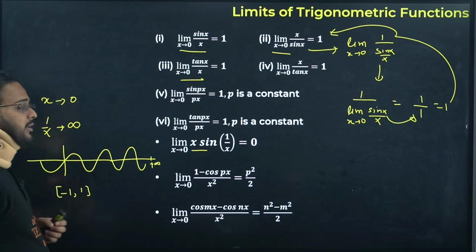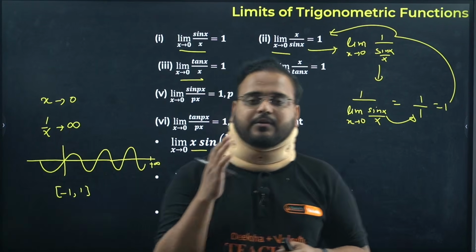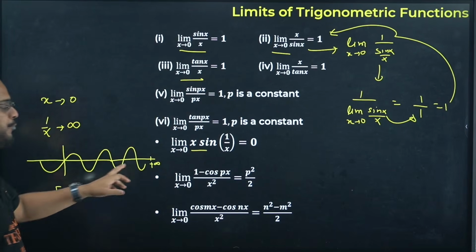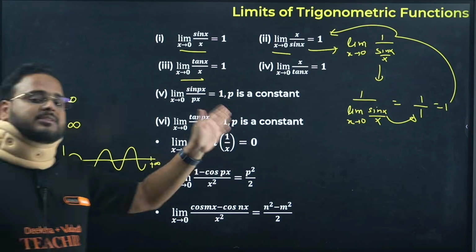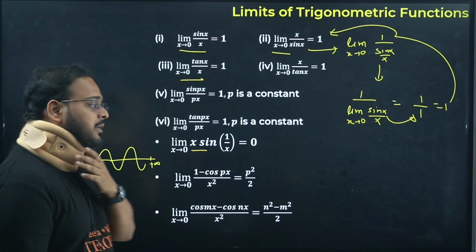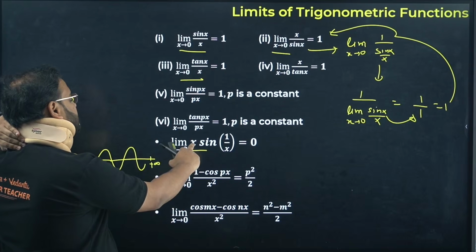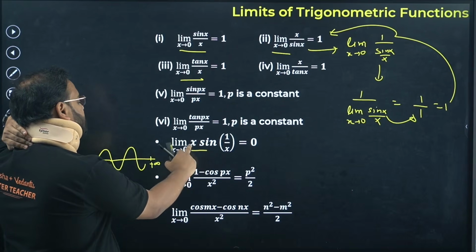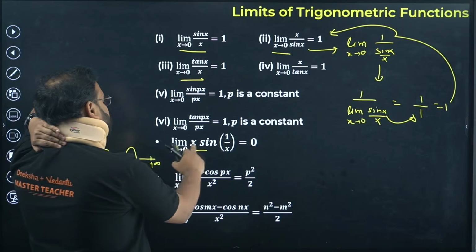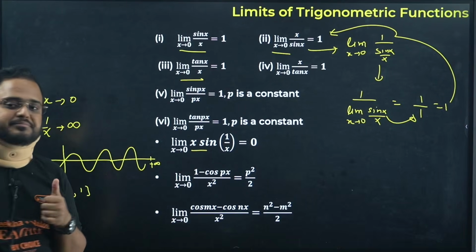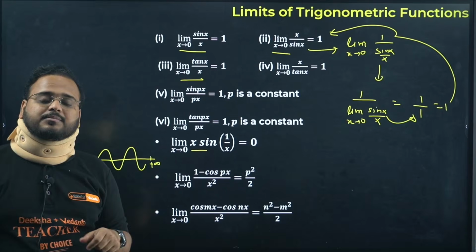The sine function's range is always between minus 1 and 1. So whatever value you put for x, the sine of 1 by x will be what? A constant number between minus 1 and 1. Agreed? In that case, this will be what? 0 into some number. 0 into some number will become 0 only. Clear? 1 minus cos px by x square becomes p square by 2.